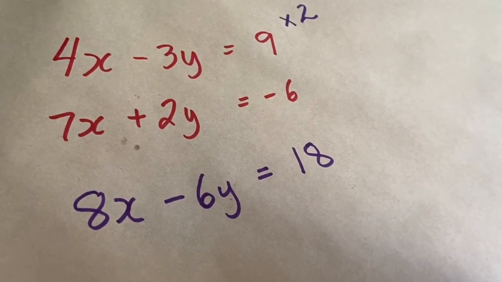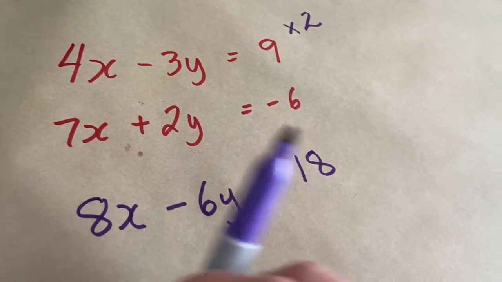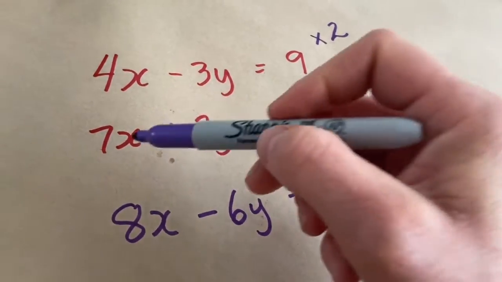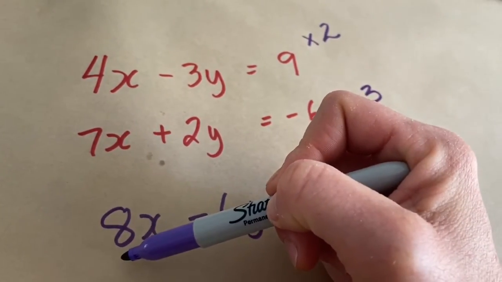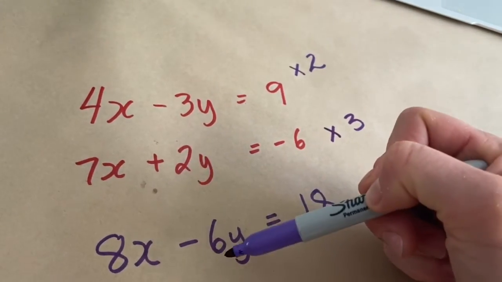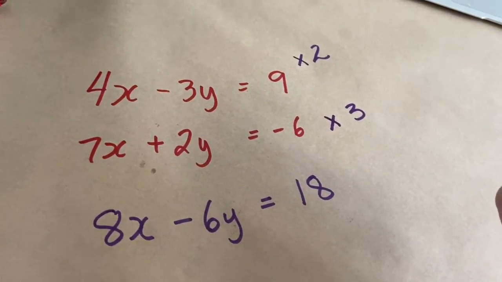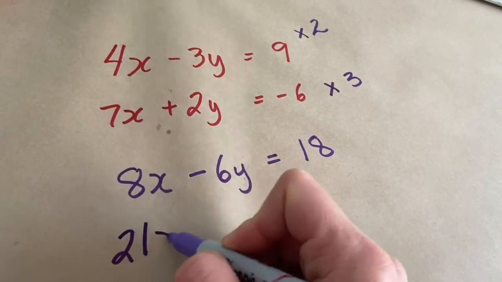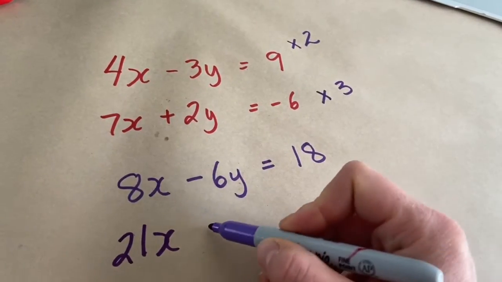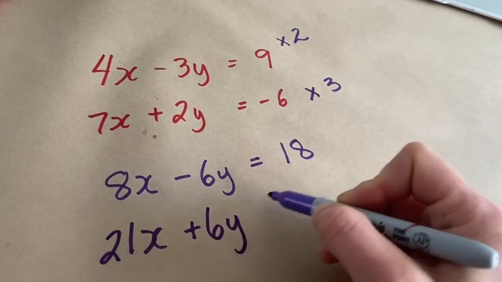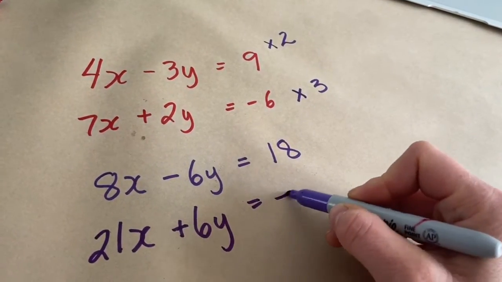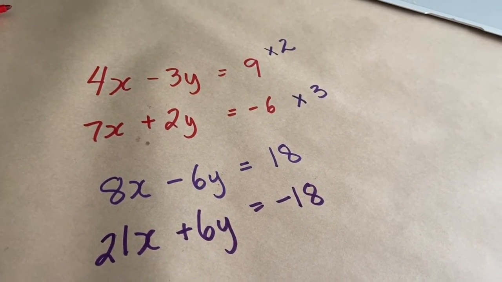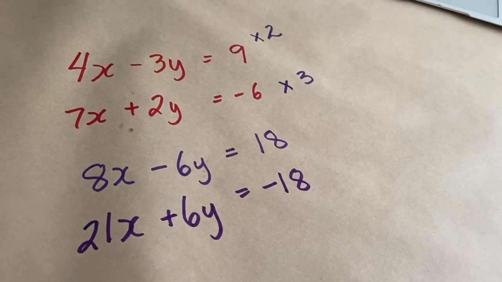They're nothing the same. But what I notice now is that if I were to multiply the second equation by 3, why would I do that? Multiplying 7 times 3 does not give you 8, but multiplying 2 times 3 gives you 6. So sometimes you need to multiply both equations. So 7 times 3 is going to give you 21x. 2 times 3 is going to give you plus 6y. Negative 6 times 3 is going to give you negative 18. Sometimes it's a little trickier because you need to multiply both equations. But after that step, it's all the same.